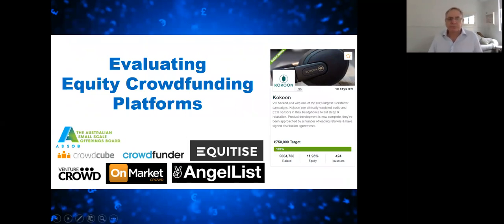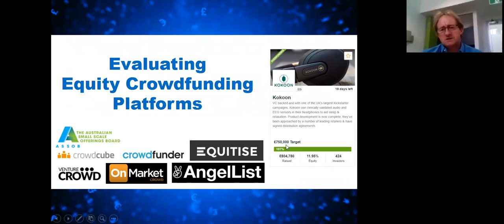Right. So I pulled this one listing up. It's obviously from the UK, it's in pounds. So I'm looking at this, obviously they've hit their target. They've gone over, a 107% raise. So obviously we know how much they raised. What does this figure here mean where I see 11.95% equity?